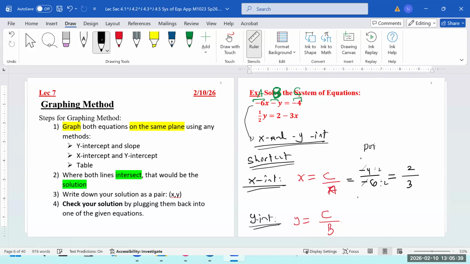Now let's write down the point. It didn't mention here, but in the exam, they will ask you to write your intercept in point format. So how do you write the x-intercept as a point? What's the x value in the point? 2/3 is the x and y is 0.